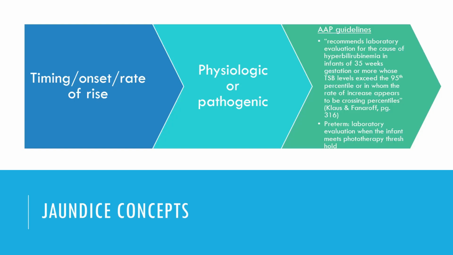So that's when you dive into more of those other labs that we'll talk about, maybe a CBC or a Coombs test. So you're going to go a little bit further than just a total serum bili, because this kid is jaundiced early, that bilirubin level is climbing pretty fast, and we're crossing percentiles. So we need to figure out what's going on. Why is this kid having so much red blood cell breakdown? And treat it. So we're going to be concerned that this might be pathogenic until we prove otherwise, and it's kind of proving by elimination. So if all the labs look okay, you sort of consider it more physiologic than pathogenic.